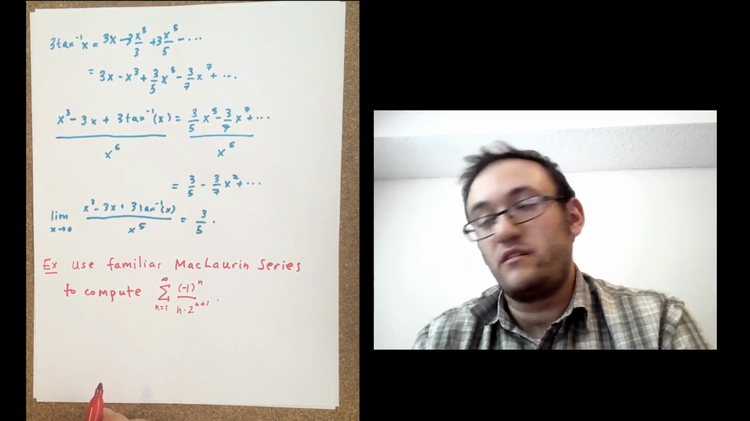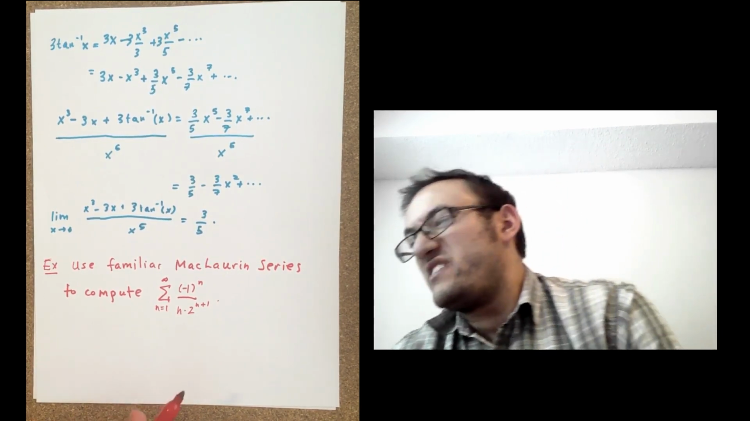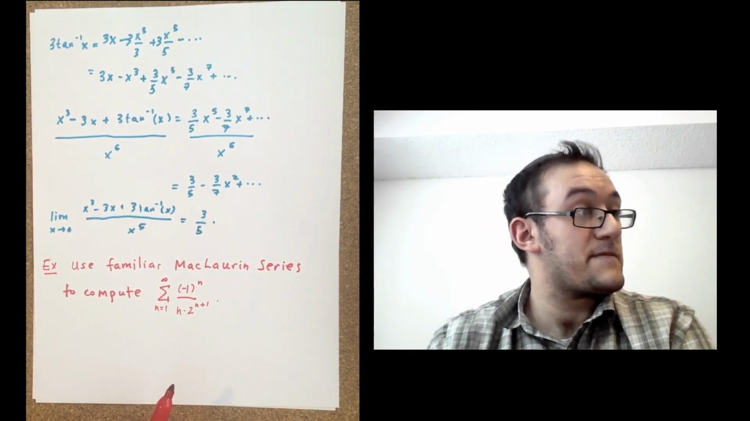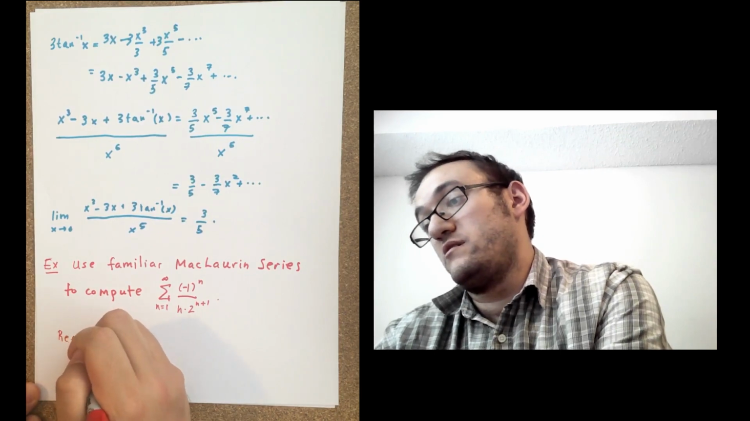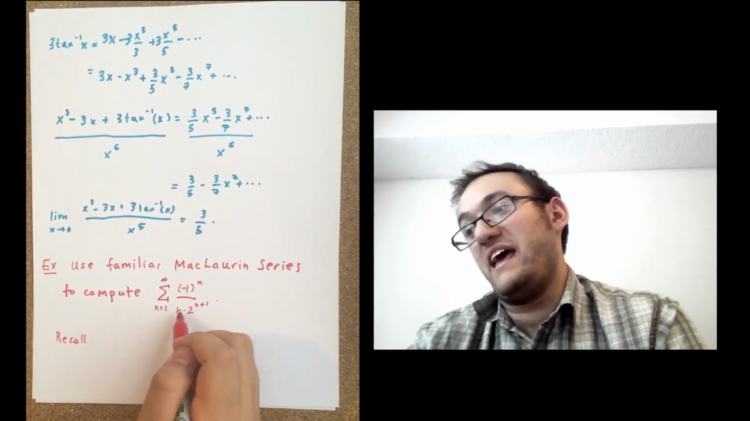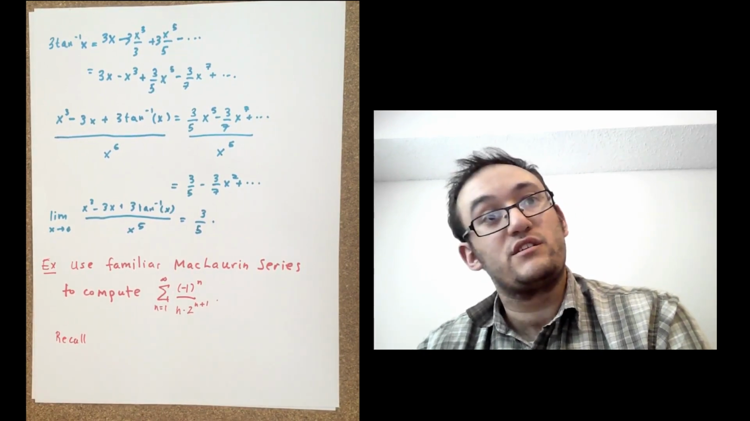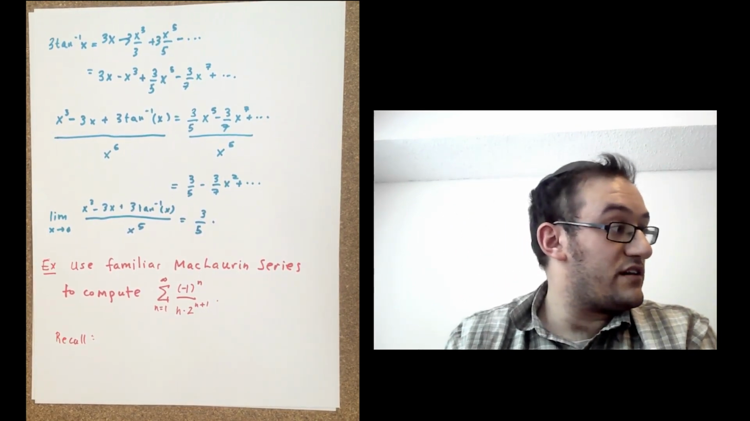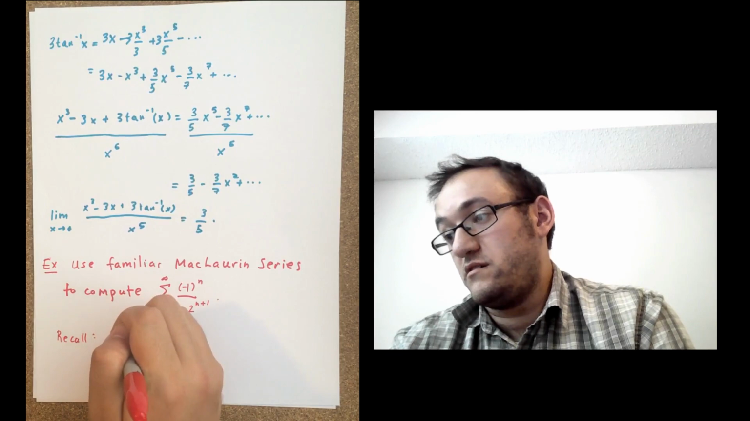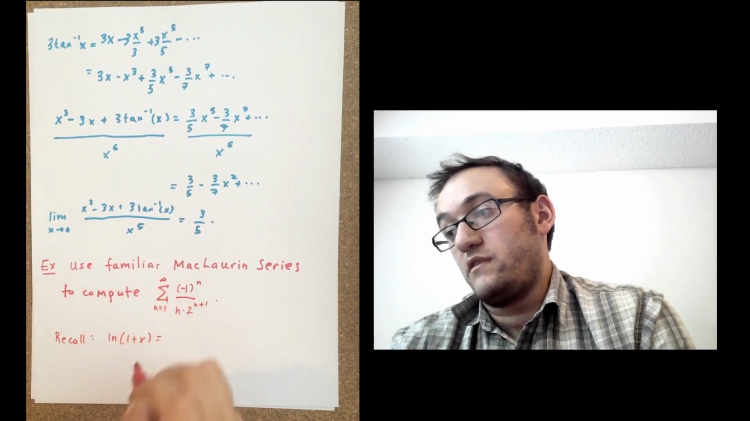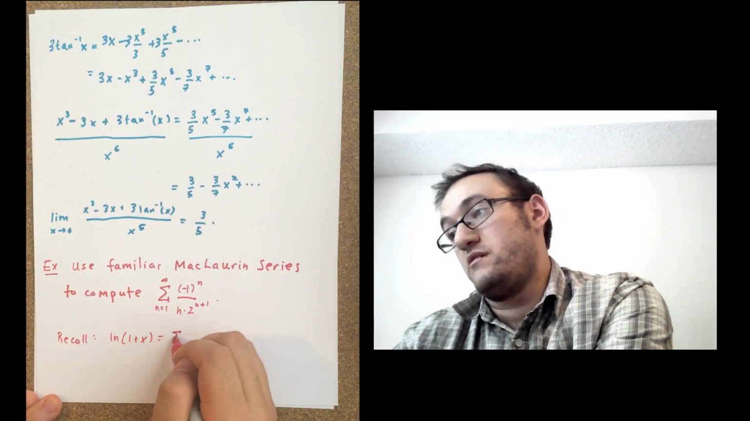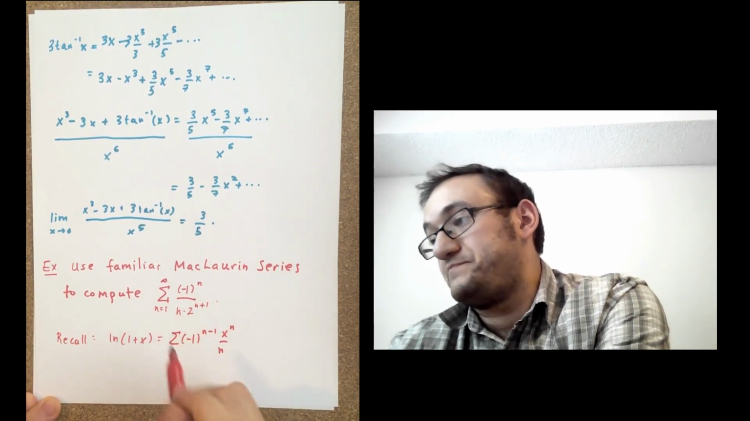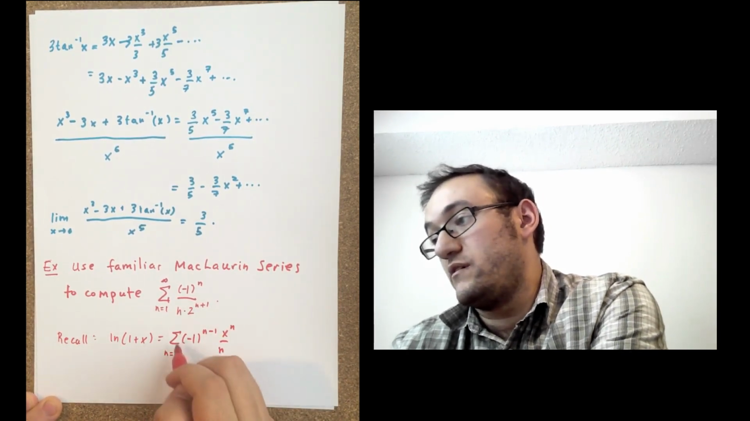Just looking at it, we wouldn't know exactly what to do with this unless we knew that this looks a lot like the Maclaurin series for ln of 1 plus x, right? And how could we figure that? Well, we've got an n in the denominator, so that's a good sign that this has something to do with log. So we'll recall that log of 1 plus x is equal to the sum of minus 1 to the n minus 1 x to the n over n, where n goes from 1 to infinity.